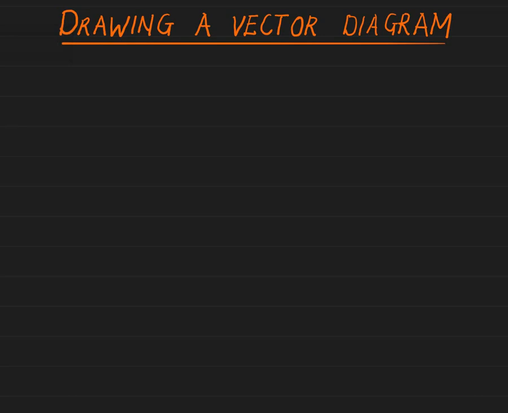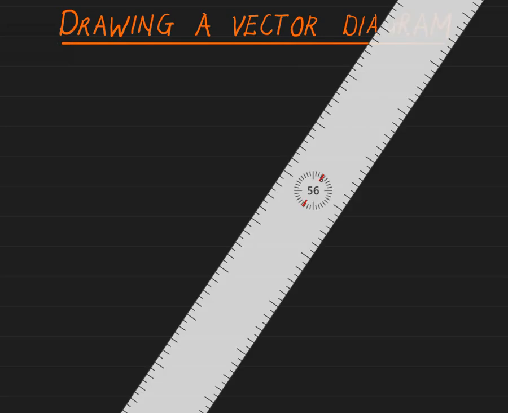So in this lesson, we're going to be looking at drawing a vector diagram. A vector diagram is important. You really need to know how to do this because it's the first thing that you need to do when you are trying to get your resultant velocity or your relative velocity.